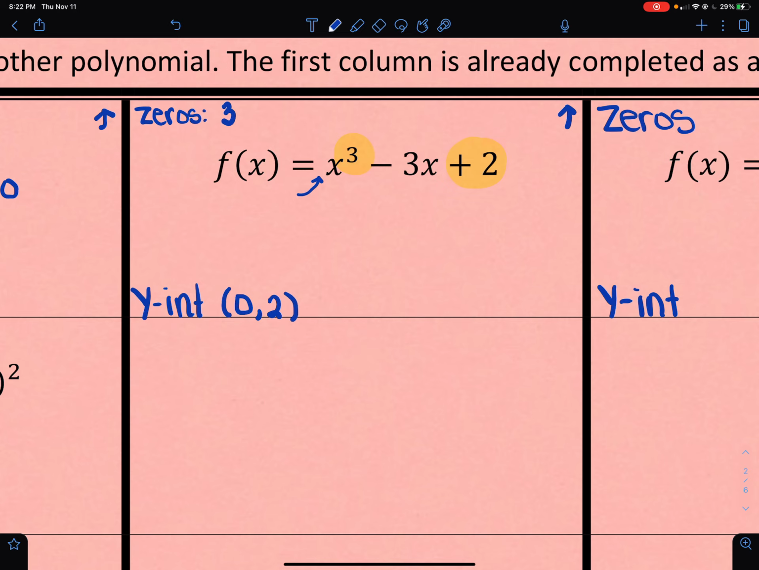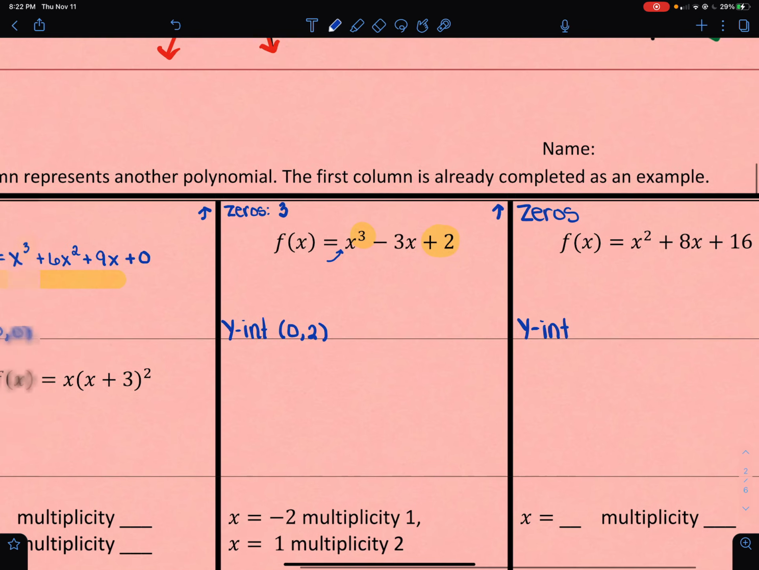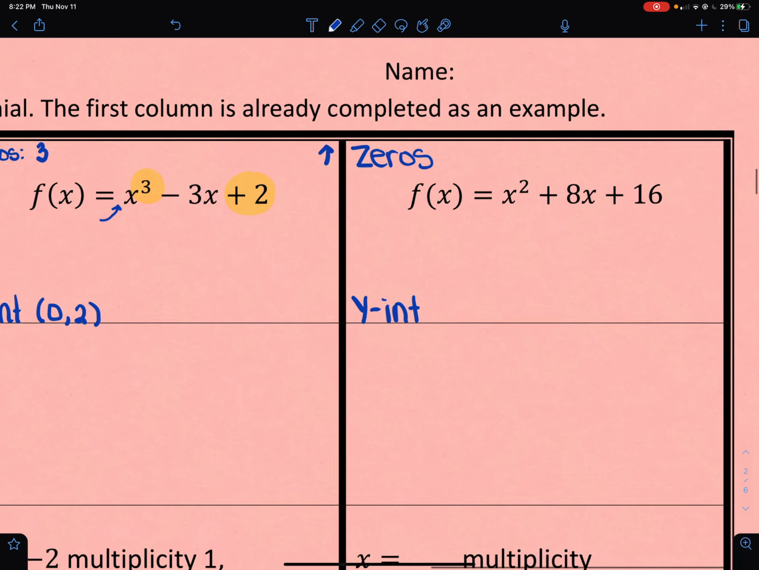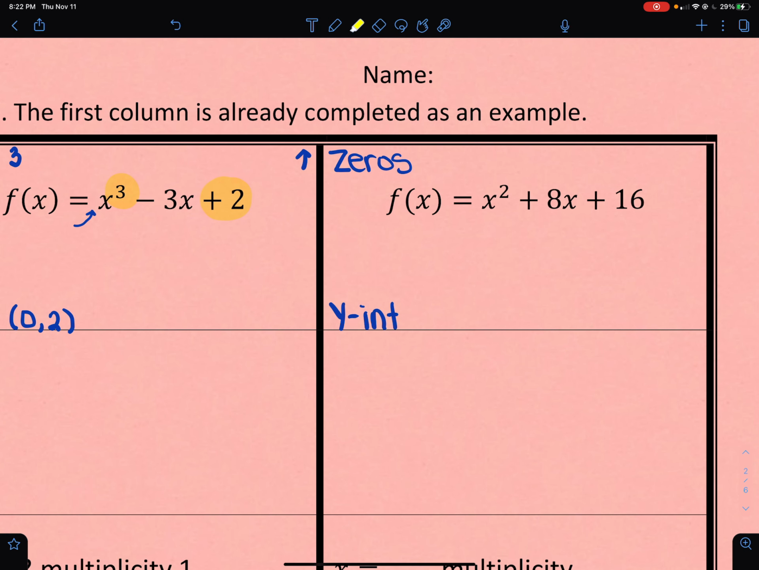And now let's go to the last one on this page. Okay. Zeros. How many zeros are on this one? Well, what's our highest degree? Our highest degree is 2. So the number of zeros is 2. Our y-intercept on this one is positive 16. And our a value is positive. So that means that the right side of the graph is going to be pointing up.